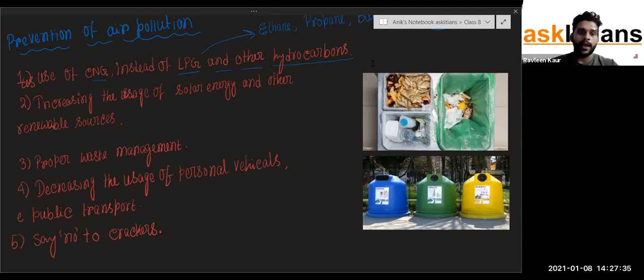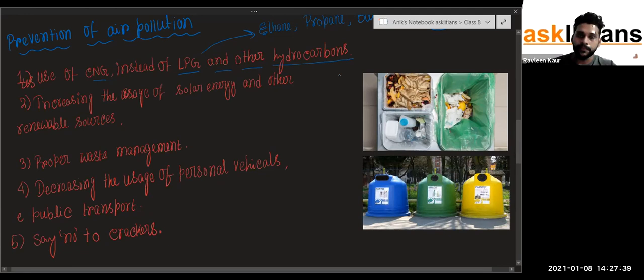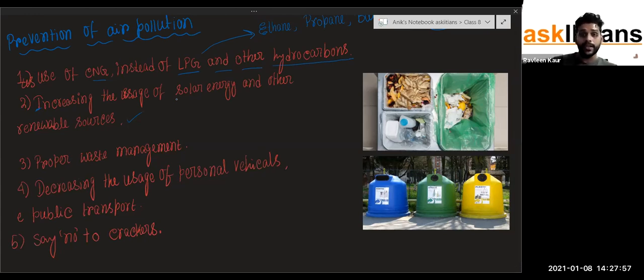You can see I have just written down every important thing that we need to know to prevent air pollution. So increasing the usage of solar energy and other renewable sources, right? Like geothermal energy, right? Like water, like hydraulic energy, right? Different types of wind energy, right?